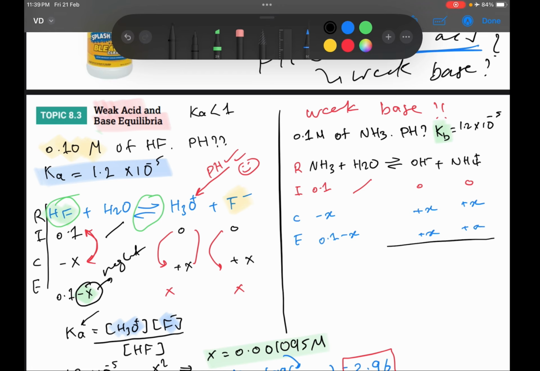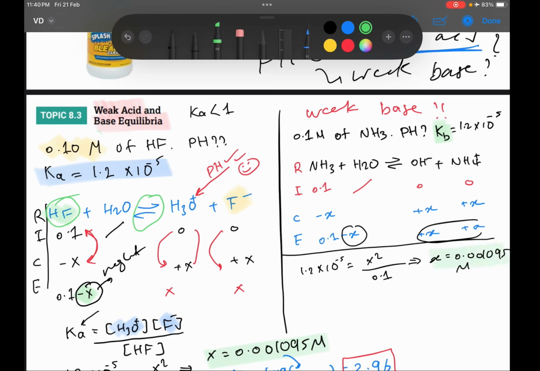All right, so far we almost have the same steps, and we're going to apply the Kb. The Kb is equal to 1.2 times 10 to the power negative 5. And the values here are equal to x times x, equals x squared over 0.1. We neglect this part, so we have to say 0.1, and then we'll end up with a value of x, which is the same one, 0.001095 molar. But just keep in mind the value of x here represents the concentration of OH negative, and the same as the NH4 plus. So I cannot calculate the pH directly from this value.